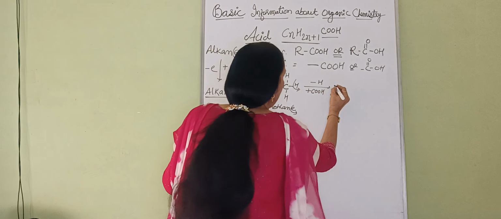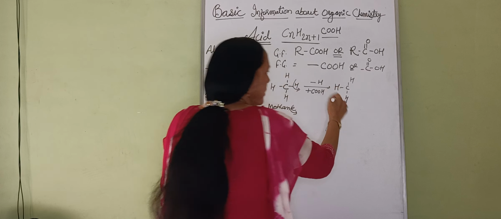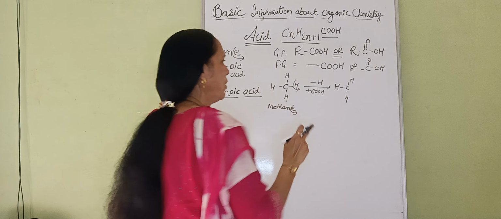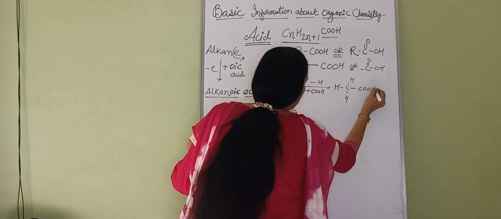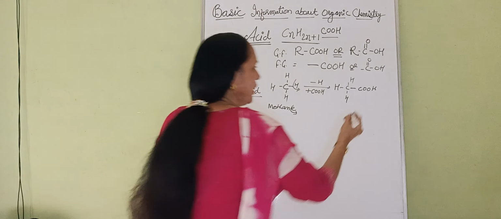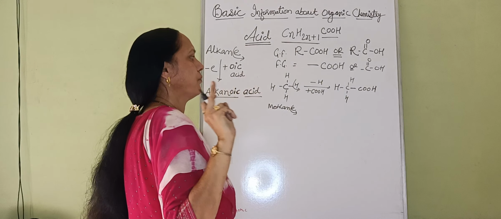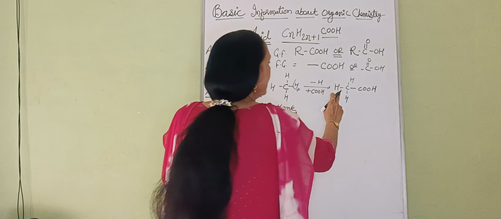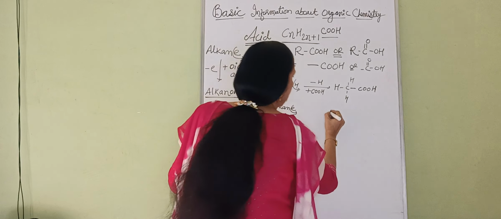Now what will the next compound be? This is the methyl group, and here a group is added. This group is the COOH carboxylic group. Now the common name of this particular compound is acetic acid.